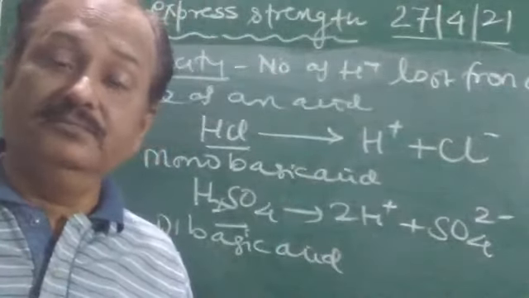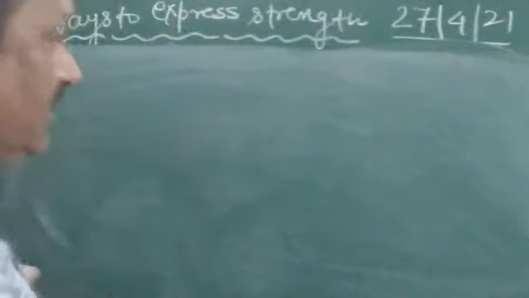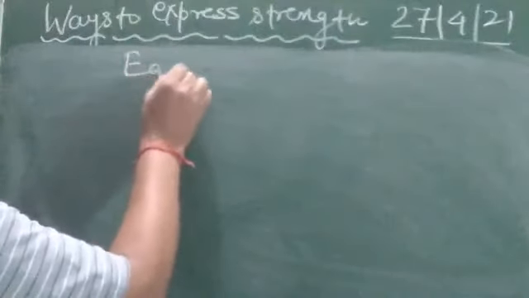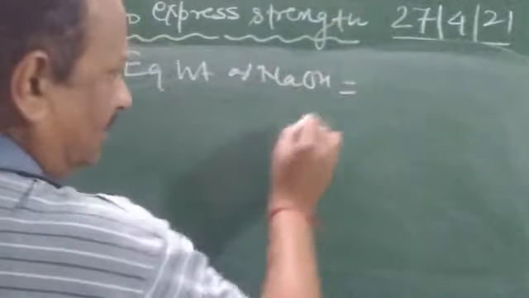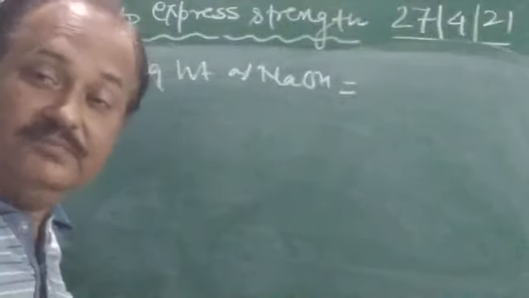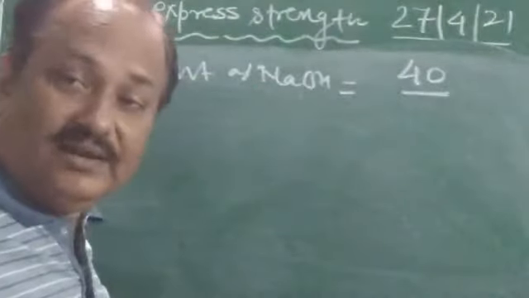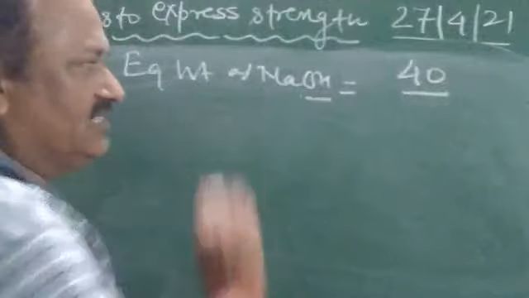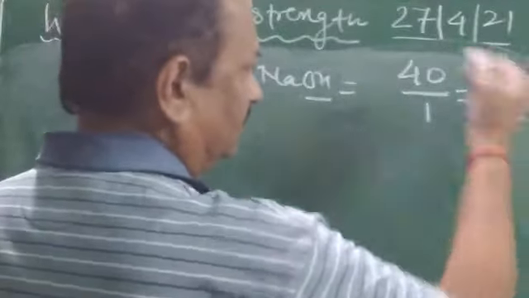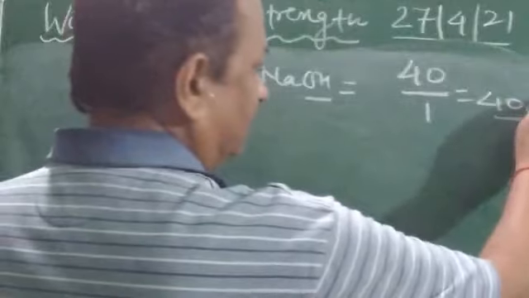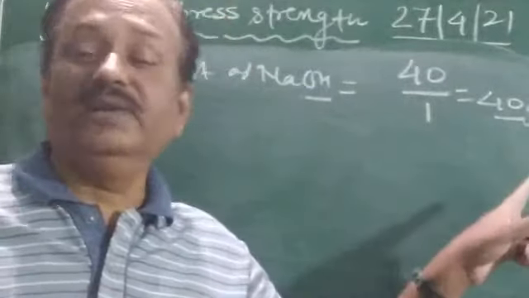Now we'll come to find out the equivalent weight of an acid or base. See how to find out the equivalent weight of NaOH. The molecular weight of sodium hydroxide will be 40. Sodium 23, oxygen 16 and hydrogen 1, so it comes out to 40. And 1 OH ion will be replaced from 1 mole, so here it will be 1. So it comes out to be 40 gram per equivalent. So here 40 will be the equivalent weight as well as the molecular weight.